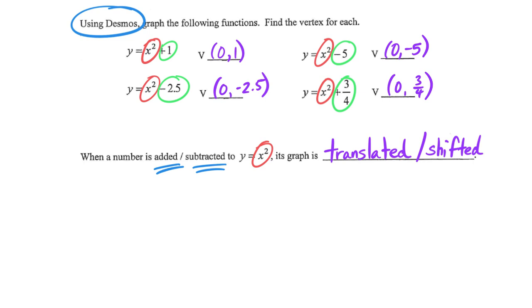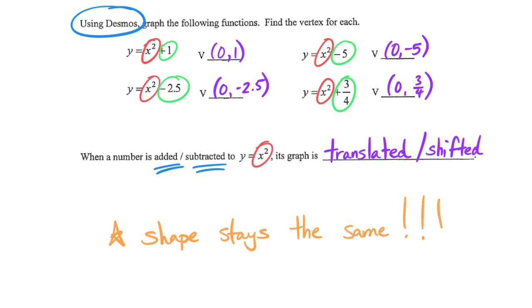Shift means, way down below, the shape stays the same. And we reviewed that as we went through. I'm not changing the shape of my graph, I'm simply changing its location.